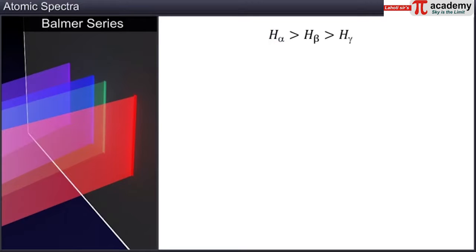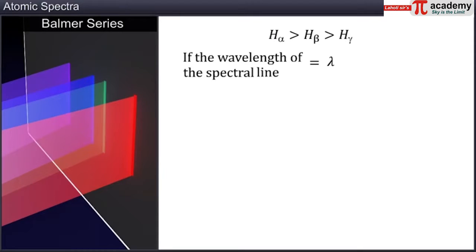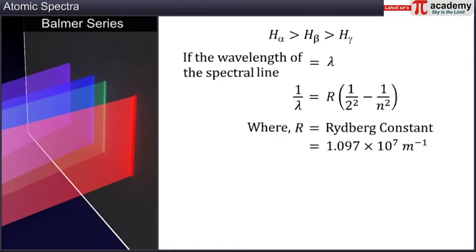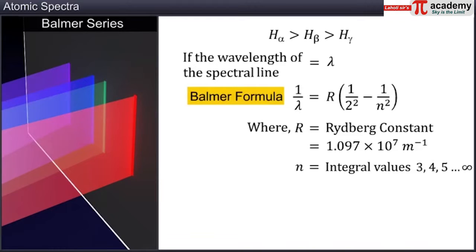Balmer gave a simple empirical formula which these wavelengths follow. If the wavelength of the spectral line emitted is lambda, then 1/lambda = R(1/2² − 1/n²), where R stands for the Rydberg constant, which is equal to 1.097 × 10^7 per meter, and n takes integral values 3, 4, 5, and so on up to infinity. This equation is called the Balmer formula. Let this be equation 1.